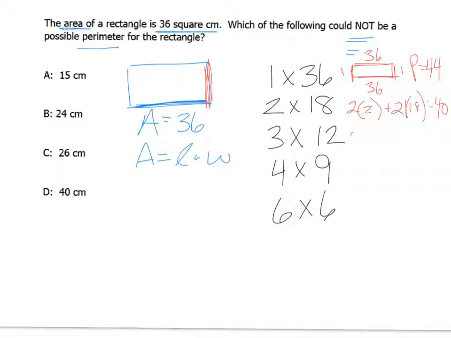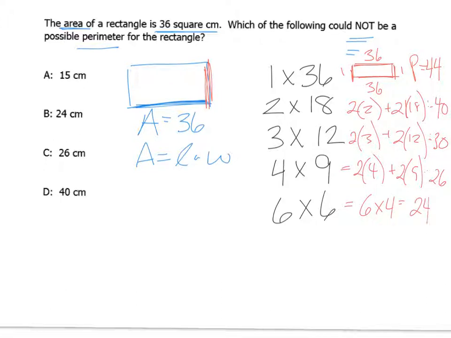2 groups of 3 plus 2 groups of 12. Well, 2 groups of 12 is 24, and 24 plus 6 is 30, so I've got a perimeter of 30. 2 groups of 4 plus 2 groups of 9. 2 groups of 9 is 18, and 2 groups of 4 is 8, giving me a perimeter of 26. And then this one, each side would be 6, so that would be 6 times 4, which is 24. So here are all of the possible perimeters I could have.